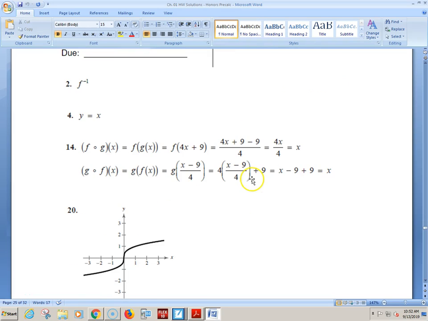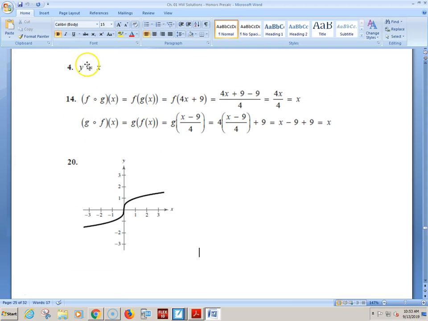Okay, here we go. Number 2 is F... how do you say this? F inverse. What is it not? Yeah, it's not F to the negative 1 power. It's F inverse, right? Number 4, it's a reflection across the y equals x line.